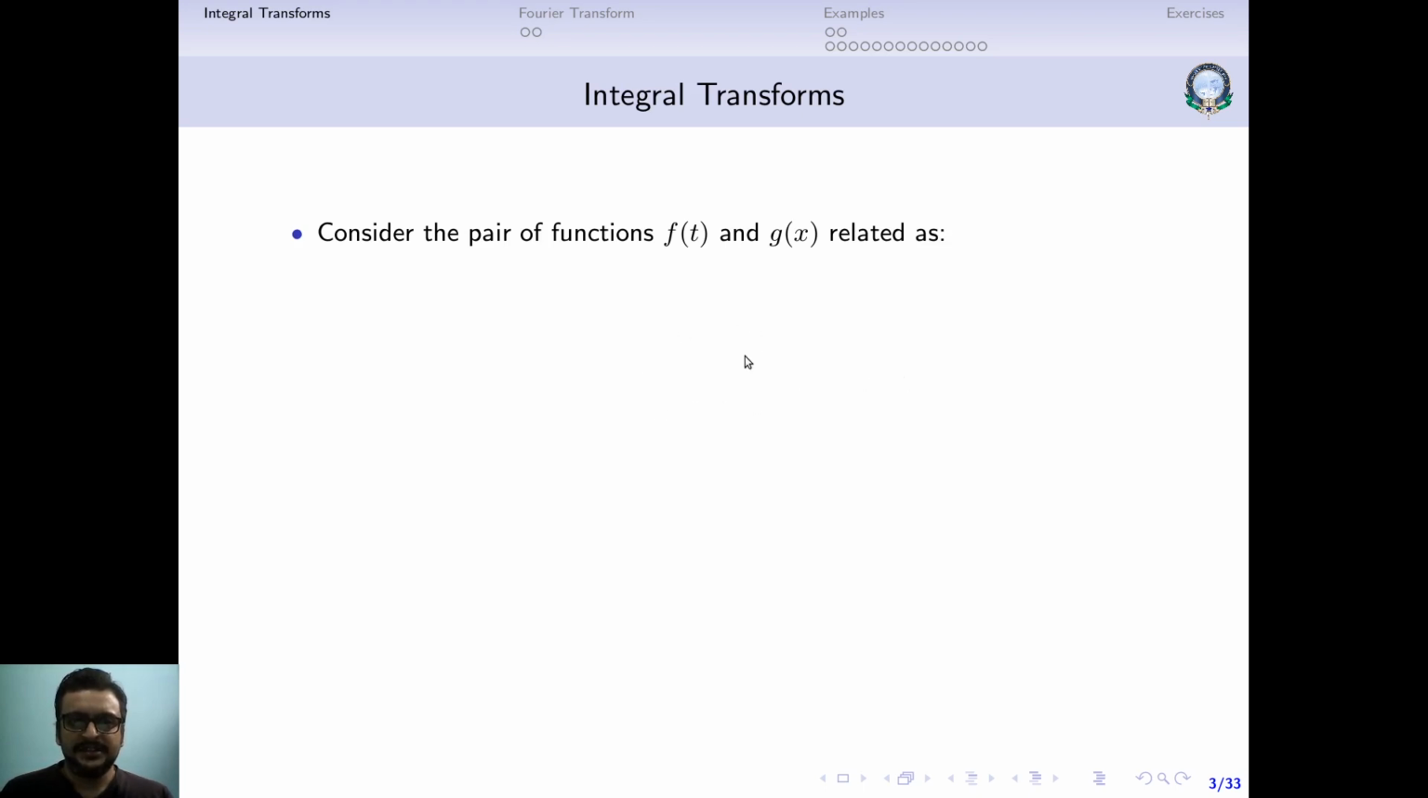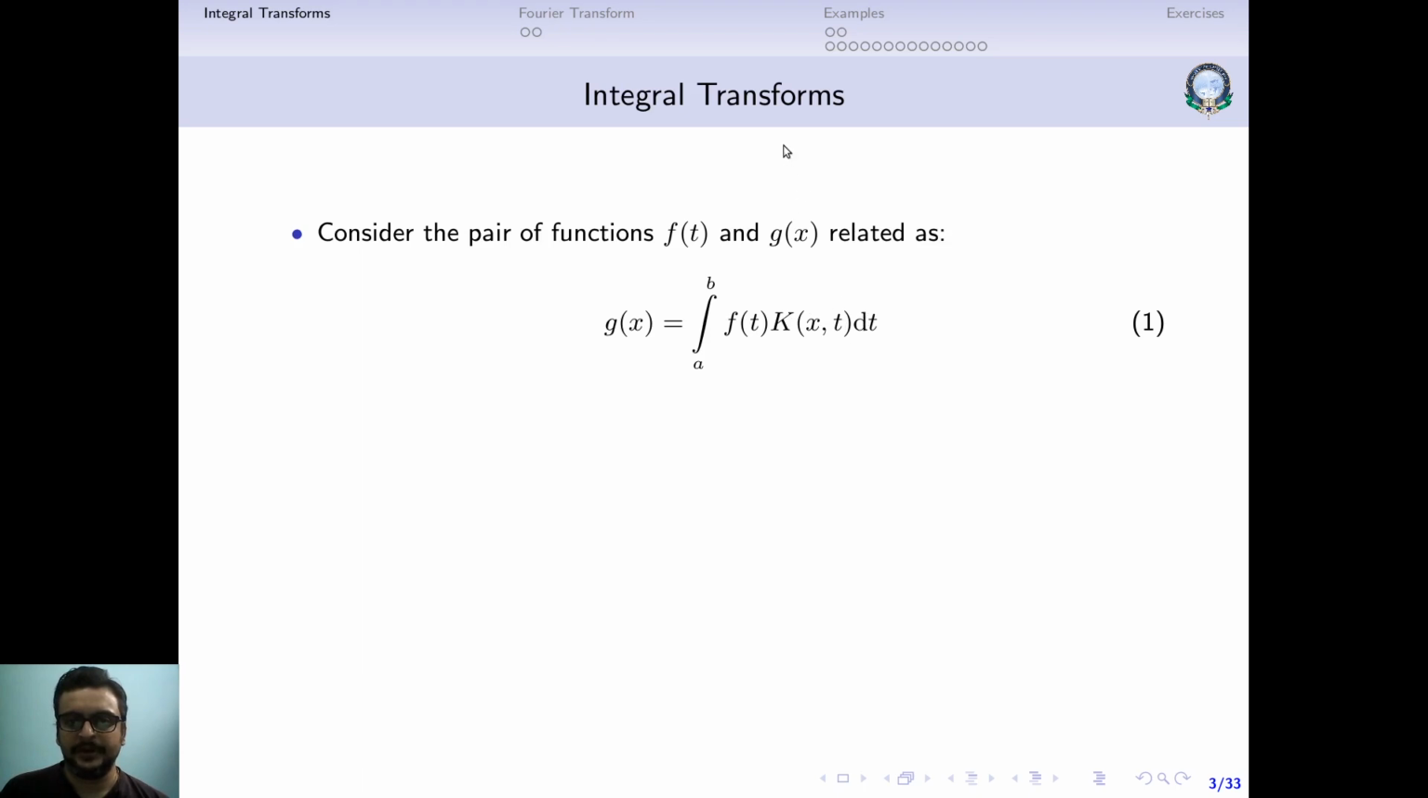So let's consider this. We have a pair of functions f of t and g of x, and suppose these two functions are related to each other by this expression in general. So how do you get this g of x? You get it by first taking the function f of t and multiplying it with some other function k, and this k happens to be a function of both x and t.